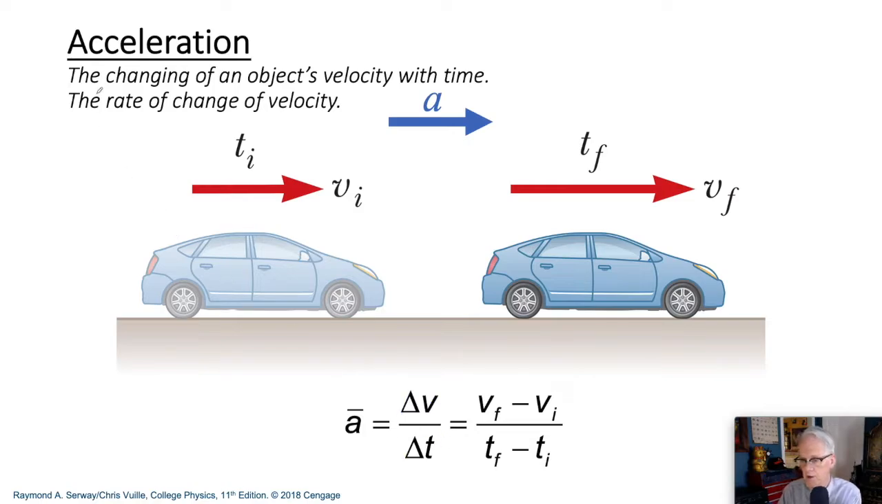It is what we call a rate. It is the rate of change of velocity. When we say rate, basically that means we're dividing something by time. And notice that we are using delta V here. As we've seen this before, that translates into the final minus the initial velocity. And of course, we've seen this before. Delta T is the final time minus the initial time.